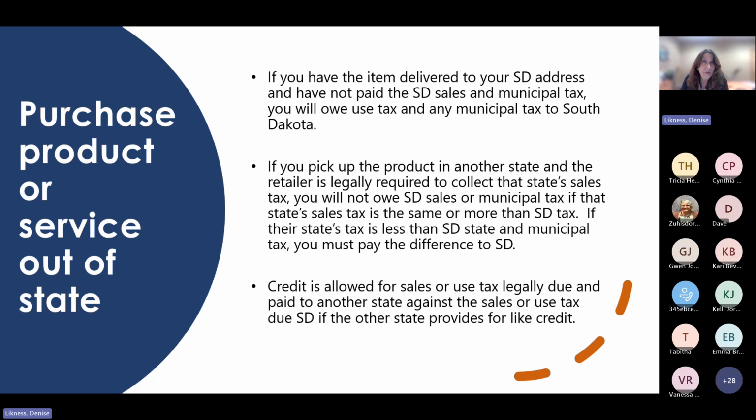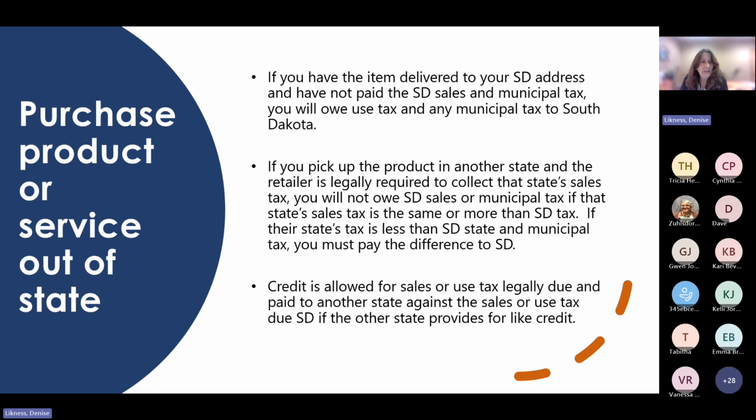Ours is 6.2 with the city or 4.2 with the state. So if it is equal to or greater than ours, you won't owe any more. If it is less than ours, then you will owe the difference. So if you buy something at 5.2, and you bring it into the city, I always use Watertown because that's where we're at, you bring it into Watertown, then you would owe the additional 1%.